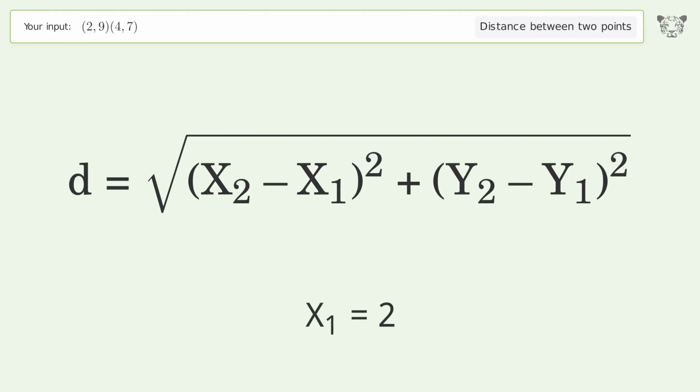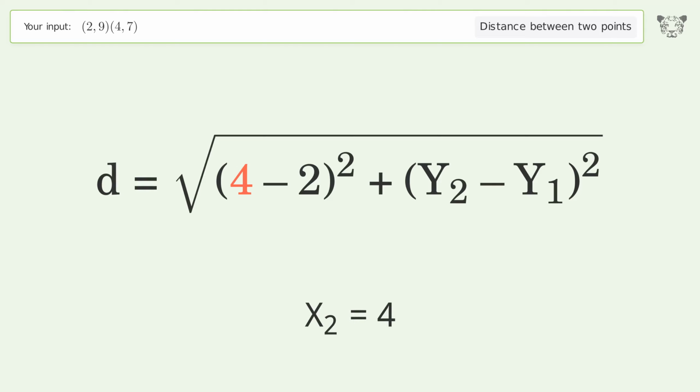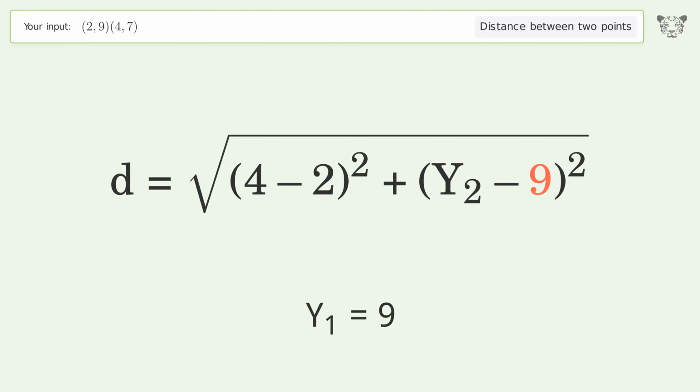x1 equals 2. x2 equals 4. y1 equals 9. y2 equals 7.